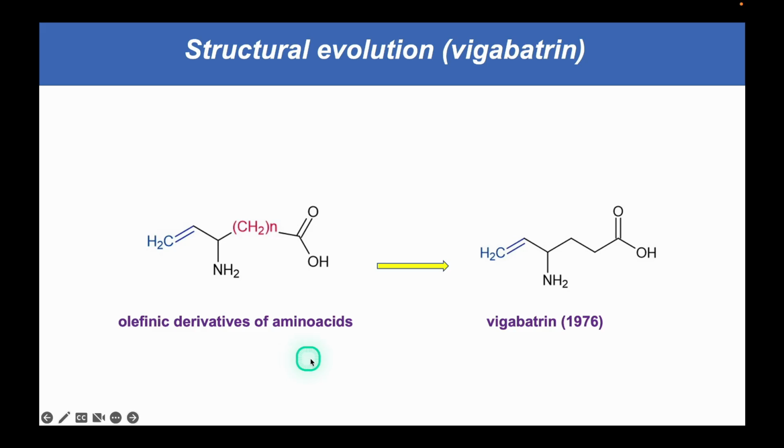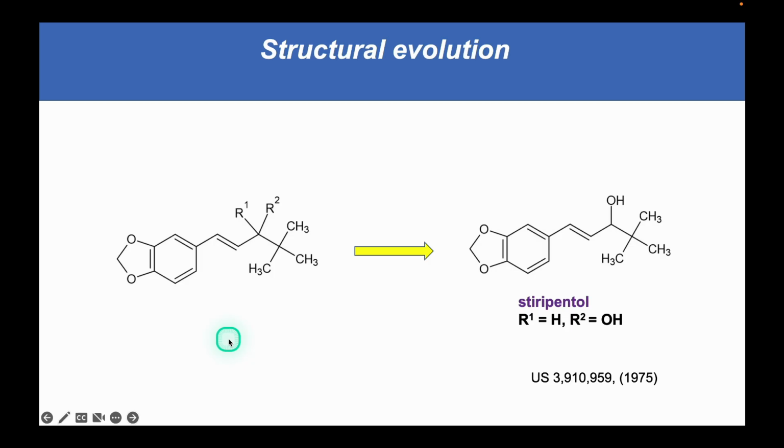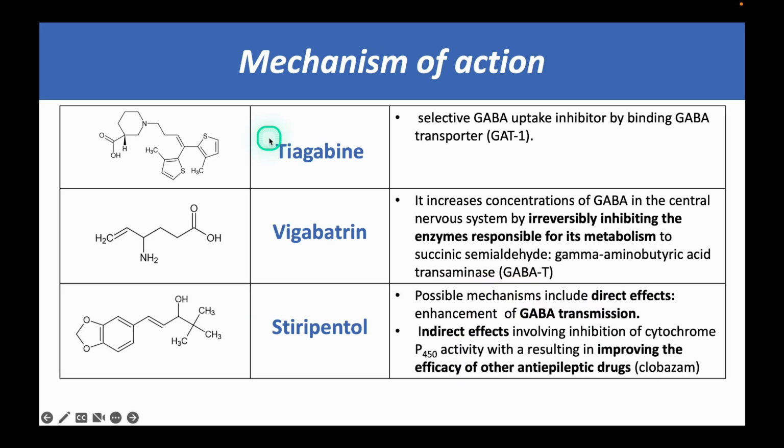Vigabatrin emerged from the research of olefinic derivatives of amino acids. Stiripentol emerged from the research on derivatives of the general structure shown here. The 3 drugs have in common, through various mechanisms of action, that they increase the activity of the neurotransmitter GABA, and in this way, eventually, reduce the potential to produce seizures associated with epilepsy.